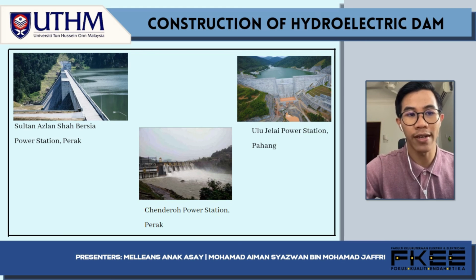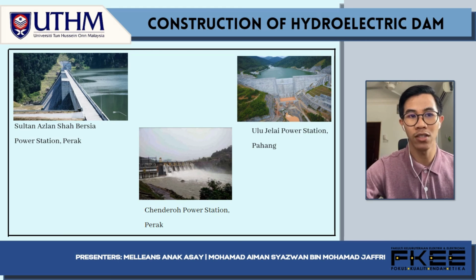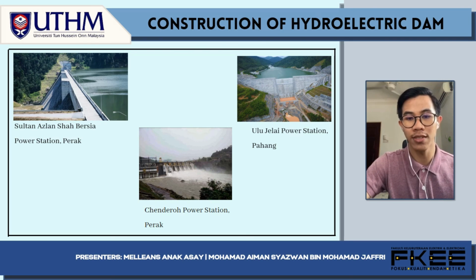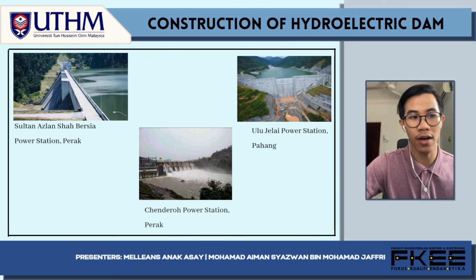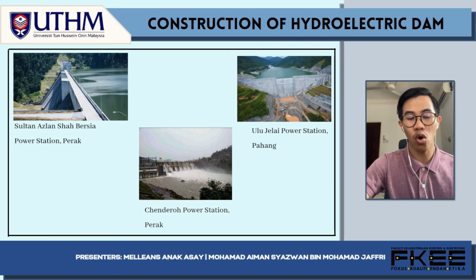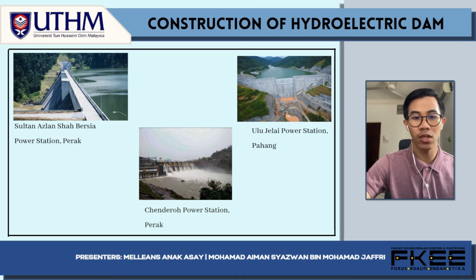Here I provide 3 examples of hydropower stations in Malaysia with a picture. So first, Sultan Azlan Shah Bersia Power Station is placed in Perak. Next, Cenderoh Power Station also in Perak, and Ulu Jelai Power Station is in Pahang.